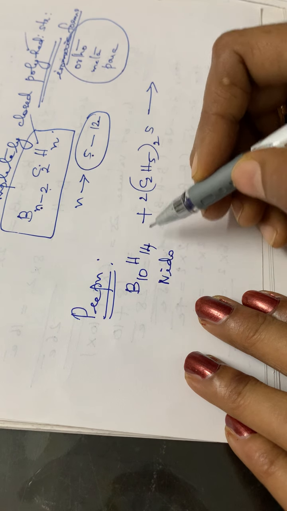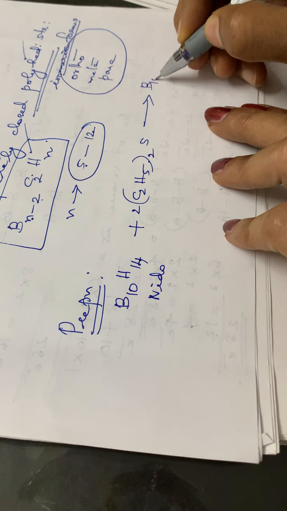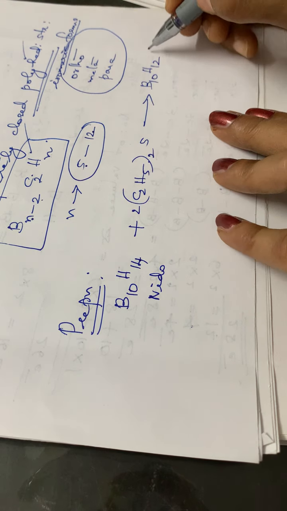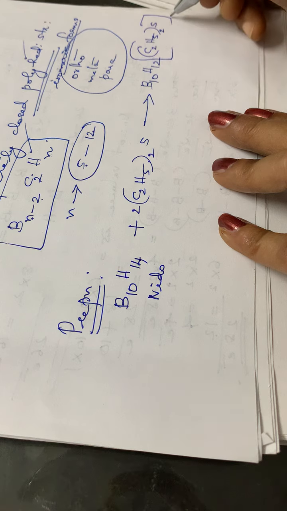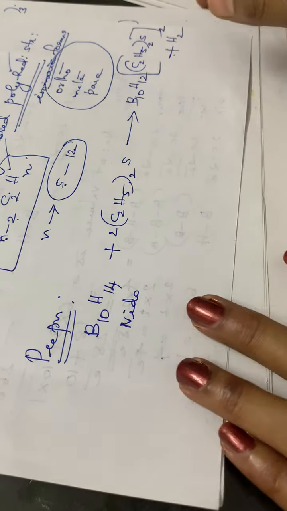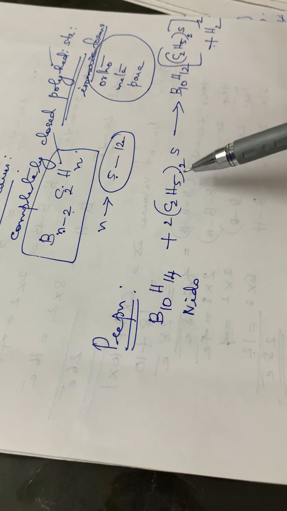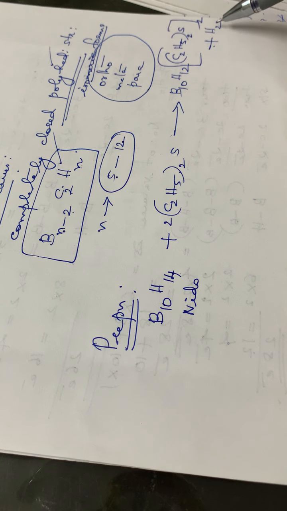Instead of this, 2 hydrogens are replaced by this (C2H5)2S. So we will be having B10H12 and for 2 hydrogens, this part will be coming, that is (C2H5)2S, twice, plus H2. Here in the first step, nidoborane on treating with diethyl sulfide, 2 hydrogens of this nidoborane will be replaced by this particular compound, liberating a hydrogen molecule. Then in the next step, we have to obtain clozoborane, isn't it?